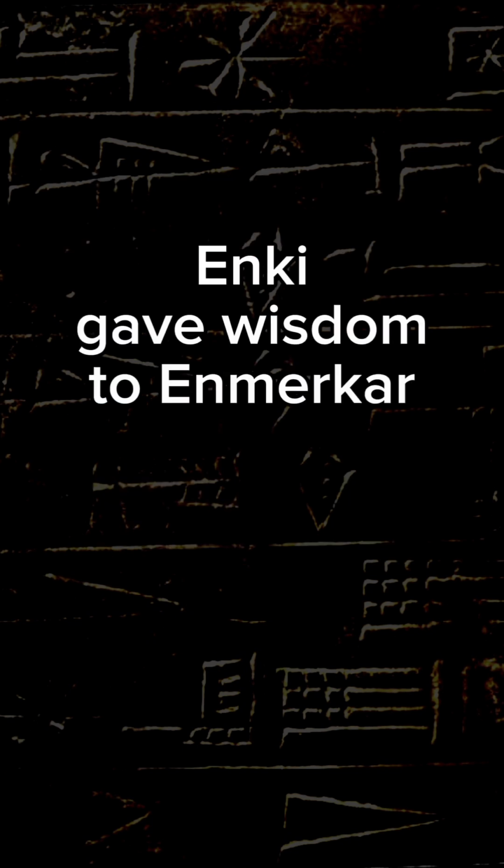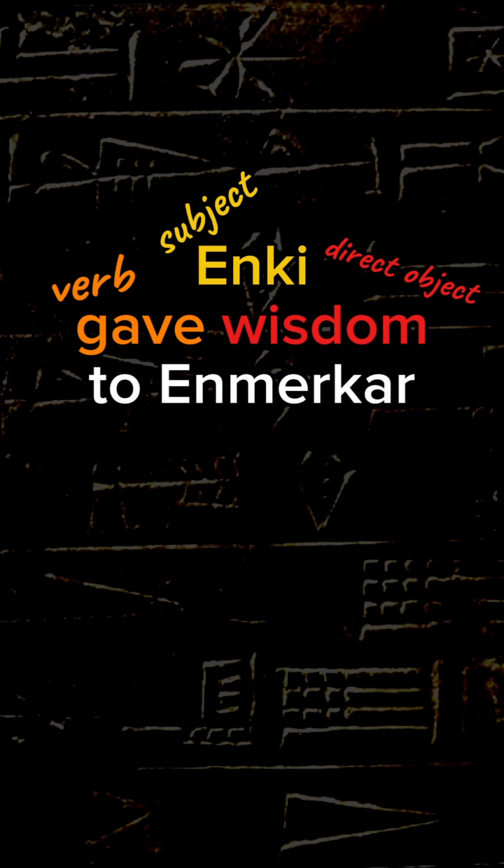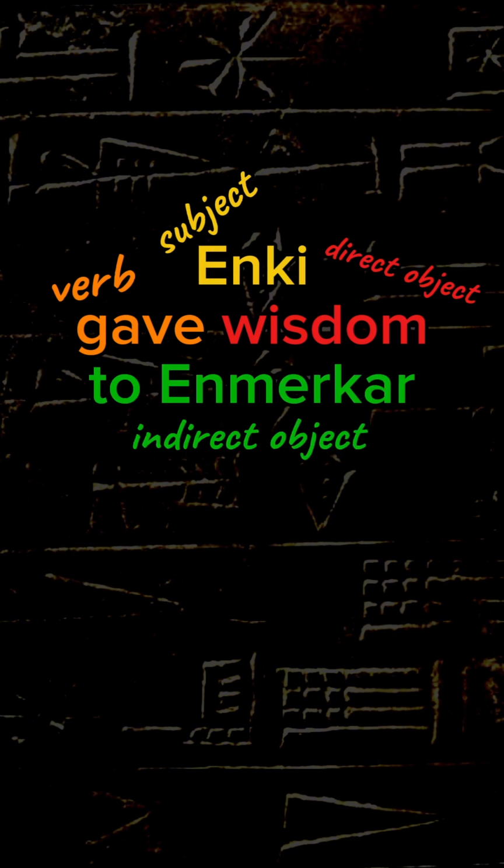Enki gave wisdom to Enmakar. Enki, the subject. Enki gave, transitive verb. What did Enki give? Wisdom. Wisdom being the direct object, the immediate recipient of the action of the verb. And then what did he give it to? He gave Enmakar the wisdom. Enmakar being the indirect object, the recipient of the direct object.